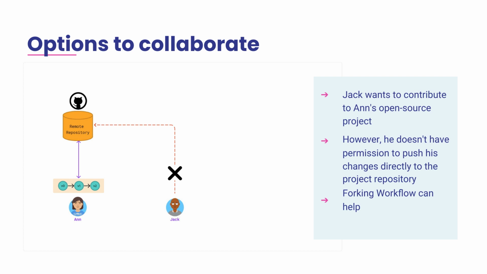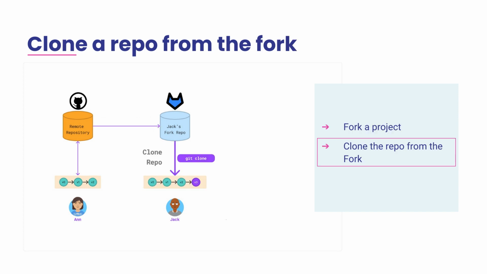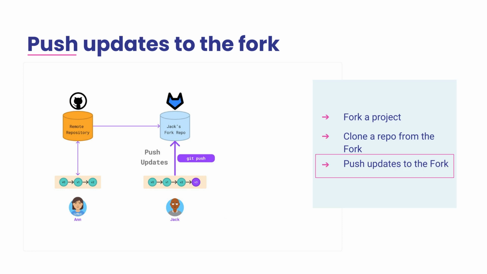Here's how it works. First, fork the repository. Jack can start by forking Anne's repository on the Git hosting platform, such as GitHub. This will create a copy of the repository under Jack's account. Second, clone the forked repository. Jack can clone the forked repository to his local machine using the git clone command. This will create a local copy of the repository that he can work on. After that, Jack can make changes and push his changes to his forked repository using the git push command.